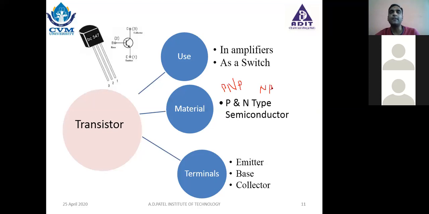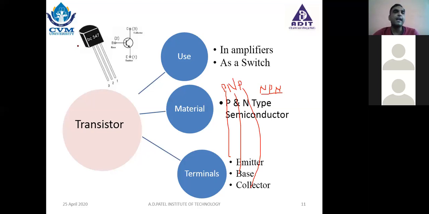You will have the layers of NPN or PNP, and the 3 stands for 3 terminals. PNP means the emitter will be P type, the base will be N type, and the collector will be P type. If you are using an NPN transistor, the emitter will be N type, the base will be P type, and again the collector will be N type material.